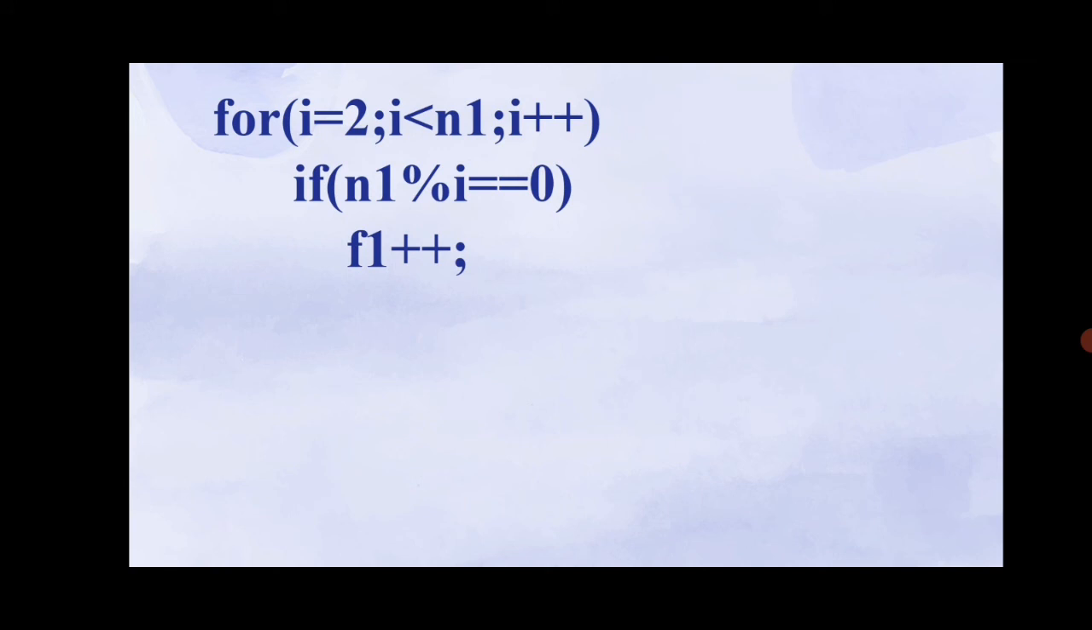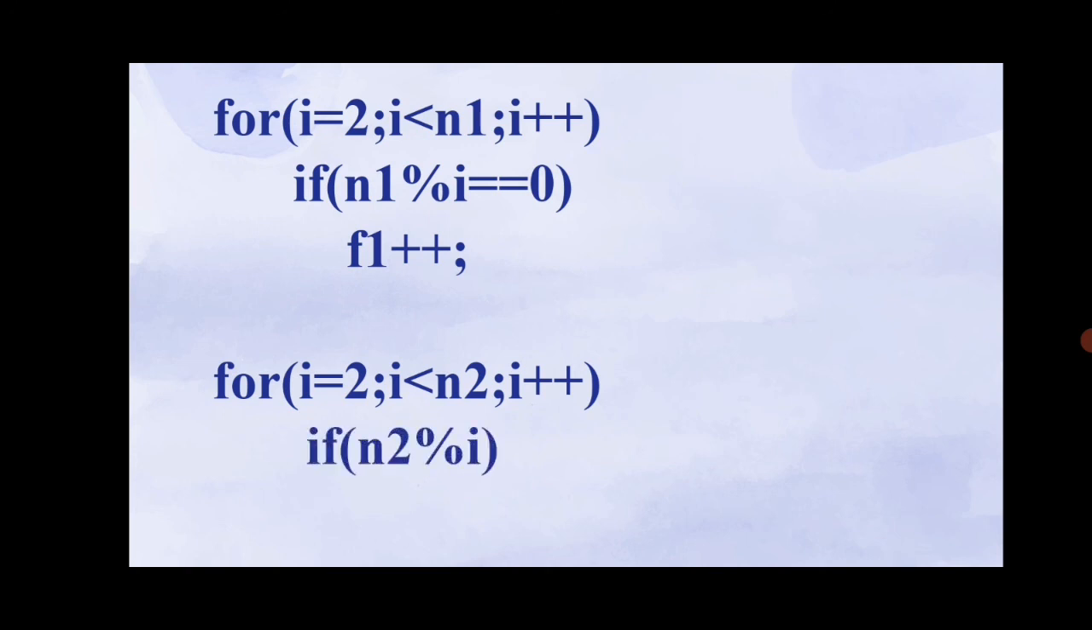And the next one is for i is equal to 2, i is less than n2, i plus plus. If n2 mod i is equal to 0, f2 plus plus. In these two loops, I am counting the factors of the given two numbers. f1 counts the factors of the first number and f2 counts the factors of the second number.